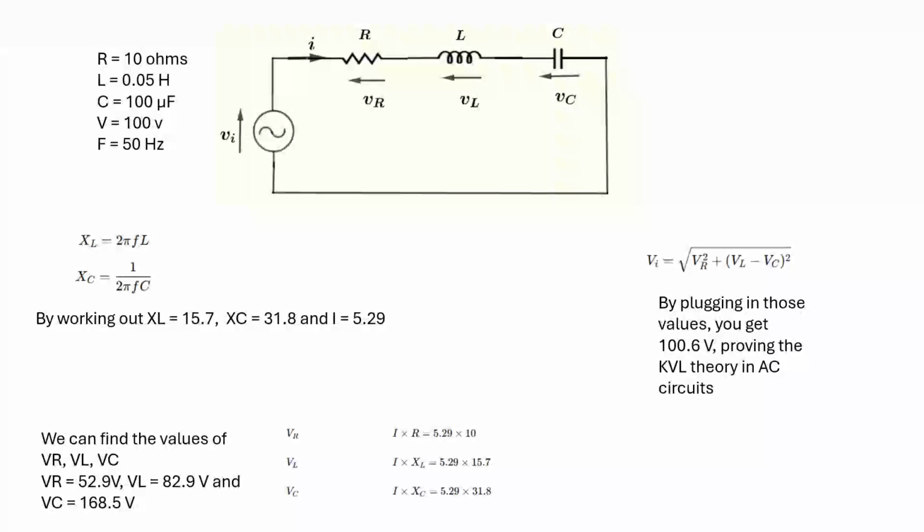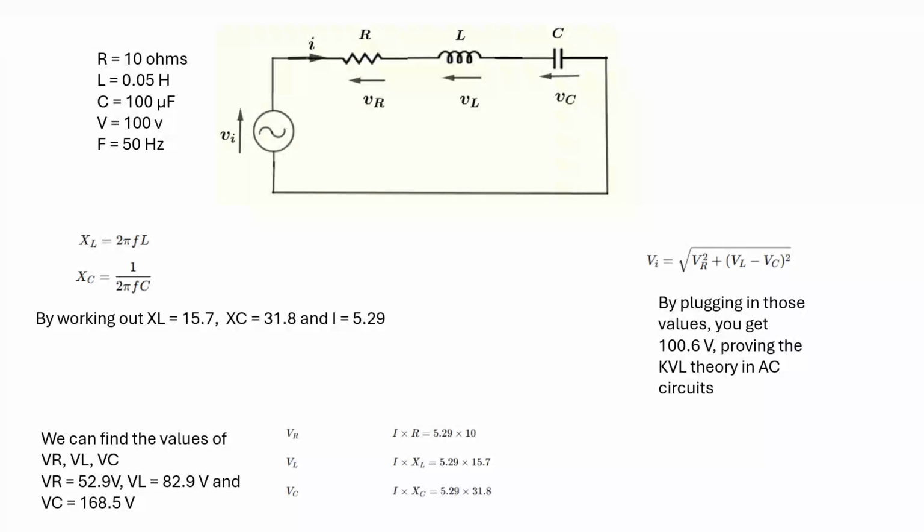In AC circuits, voltages and currents are constantly changing direction, so we can't just add voltages directly like in DC. Instead, we use phasors, which let us handle both the magnitude and phase angle of each voltage. For this, first I calculate the reactances. That's the opposition of the inductor and capacitor to AC.